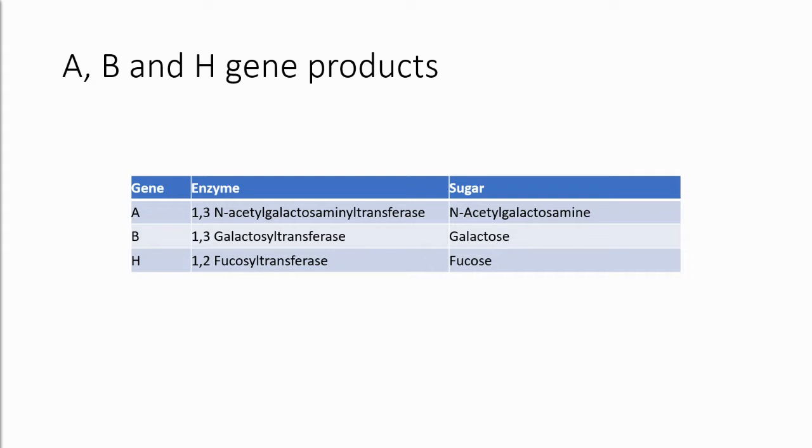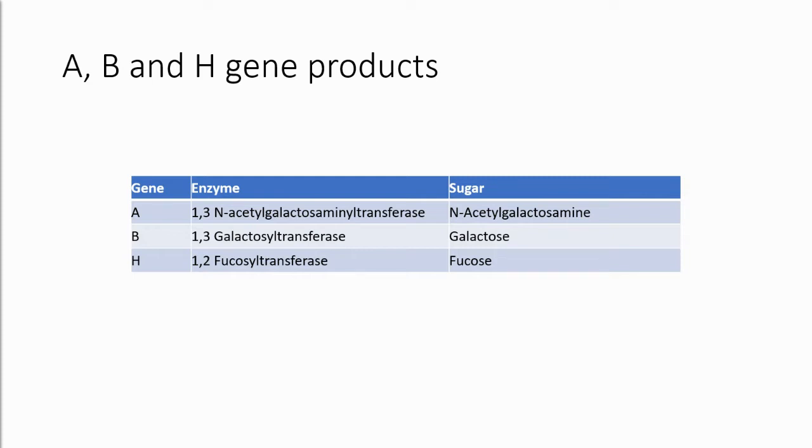This slide shows which enzyme the A, B, and H genes code for and the sugar that is transferred. The H gene is critical for formation of the A and B antigen, as 1,2-fucosyl transferase adds a fucose onto a polysaccharide precursor to form H substance.